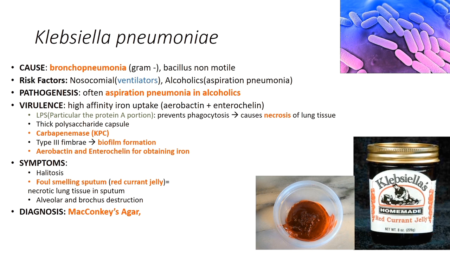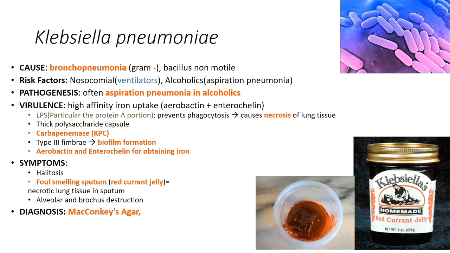It also has LPS because it's gram-negative. And that prevents phagocytosis, but remember the protein A portion can cause necrosis and damage to tissue because our immune system is responding going, what the heck is this? And they spit out all their enzymes and start degrading our lung and we'll have necrosis, and that's what leads to the red currant jelly sputum. And you can see our Klebsiella's homemade red currant jelly down on the right, and on the left one there is actually a picture of some sputum that somebody spit up into a little bowl. So that's actually what it looks like. So now you know what they mean by red currant sputum.